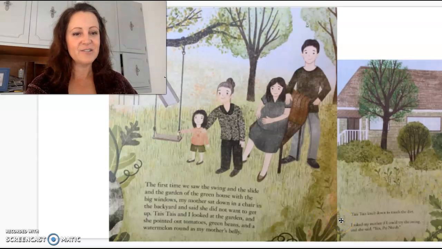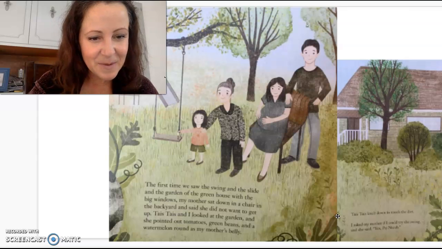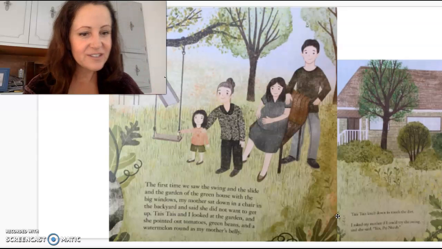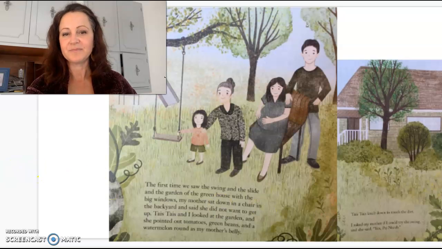Tsai Tsai knelt down to examine the dirt. I asked my mother if I could try the swing, and she said, yes, Pandao.